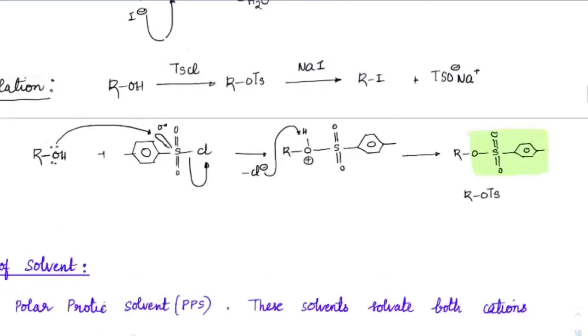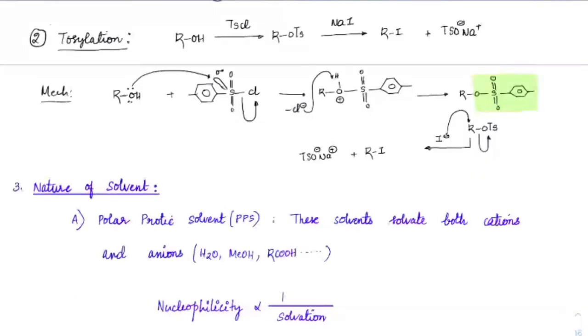And ROTs, if you treat that with I minus, because OTs is a very strong and powerful leaving group, it can easily leave and become RI, and the TsO minus which has left will be present with the Na plus of the NaI which has been used. I hope all of you understood that. Please make a note of this. It's a very important mechanism. Tosylation is one of the important processes for converting alcohols into good leaving groups.